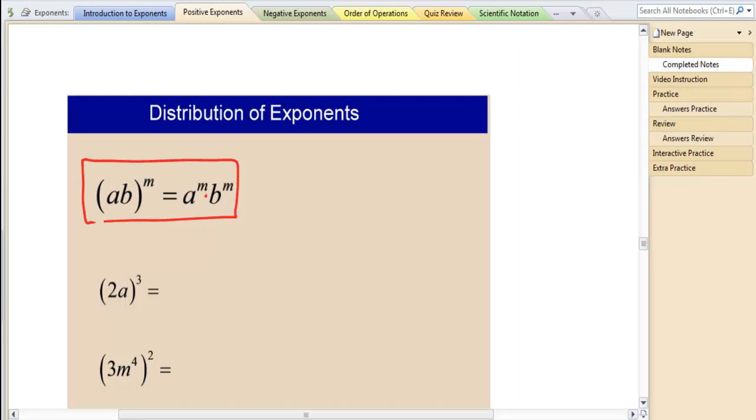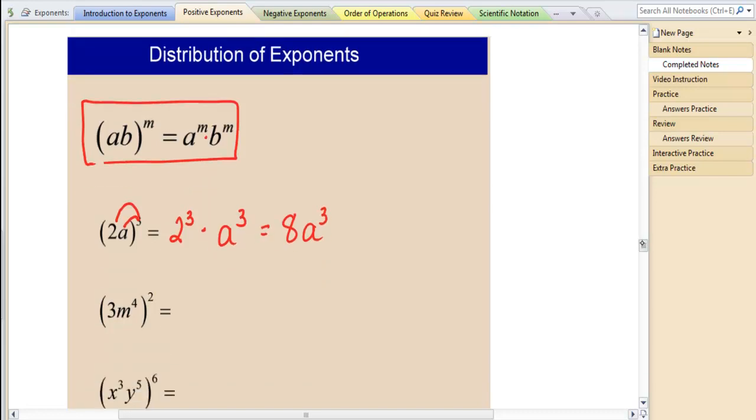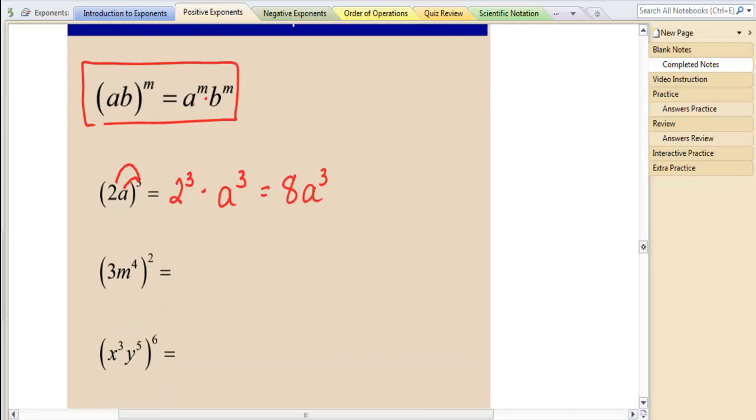So if we have 2a raised to the third power, that means we're raising 2 to the third power and we're raising a to the third power. So this actually equals 2 to the third power times a to the third power. We're going to simplify this all the way out. 2 to the third power is 8. a to the third power is just a to the third power, and you don't need to put a multiplication sign between a constant and a variable. It's understood multiplication. So let's look at the next one.